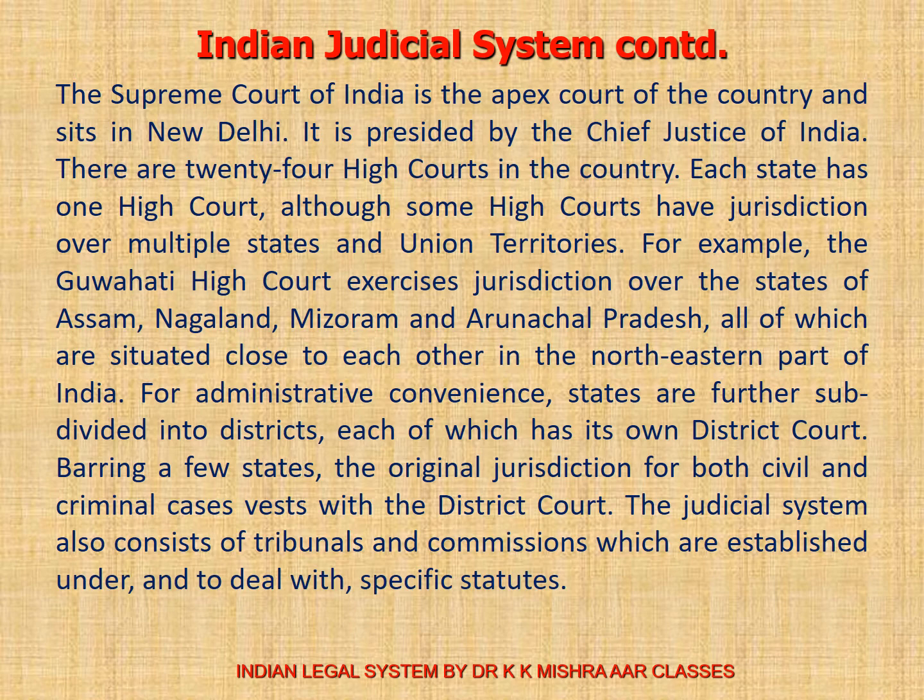For example, the Guwahati High Court exercises jurisdiction over the states of Assam, Nagaland, Mizoram and Arunachal Pradesh, all of which are situated close to each other in the northeastern part of India. For administrative convenience, states are further subdivided into districts, each of which has its own district court. Barring a few states, the original jurisdiction for both civil and criminal cases vests with the district courts. The judicial system also consists of tribunals and commissions which are established under and to deal with specific statutes.